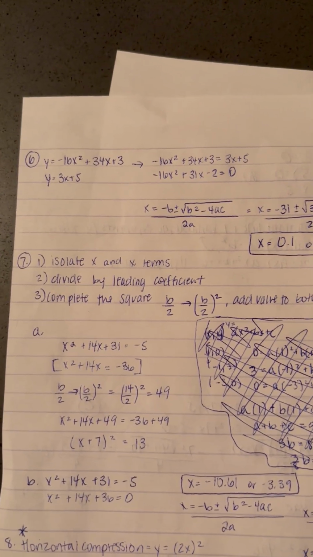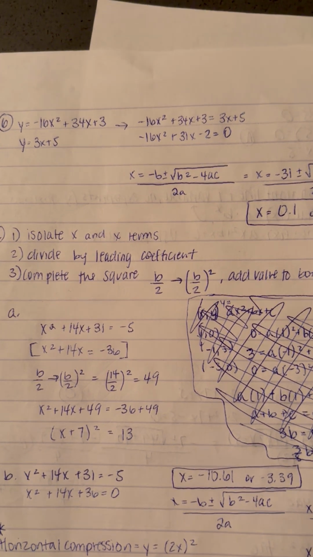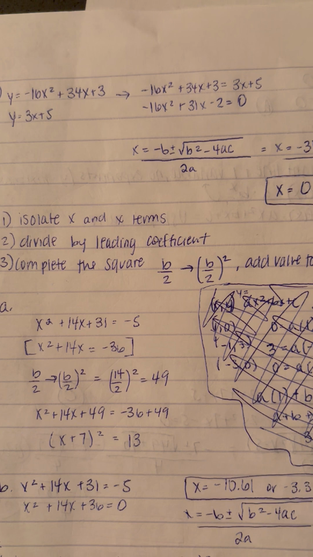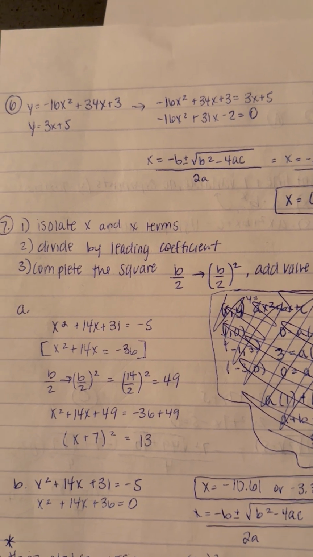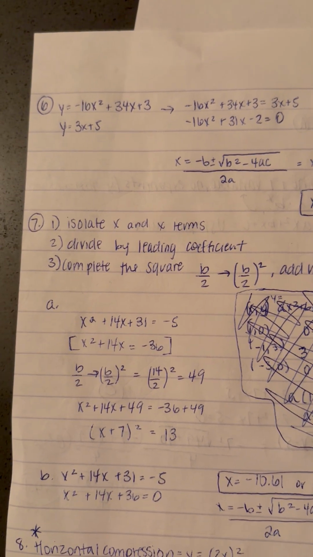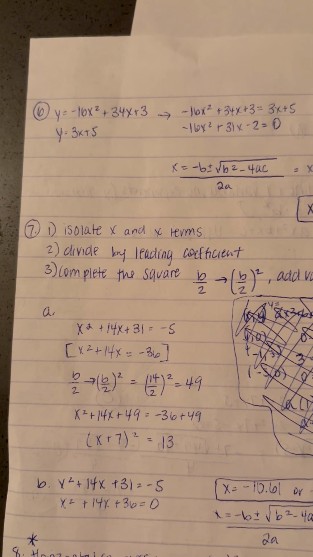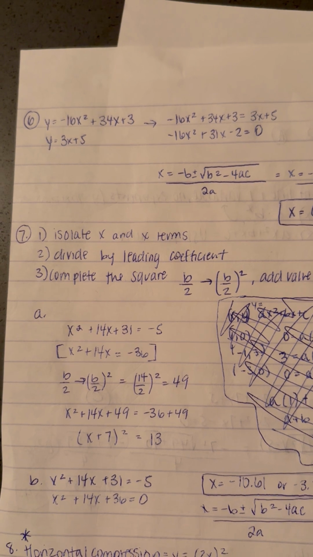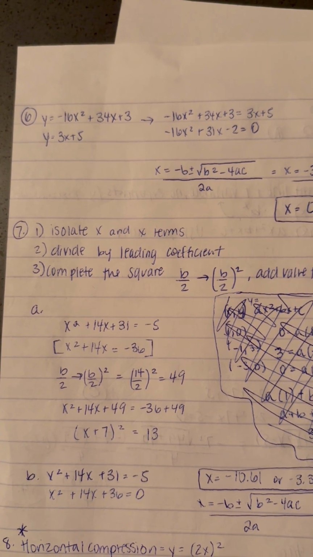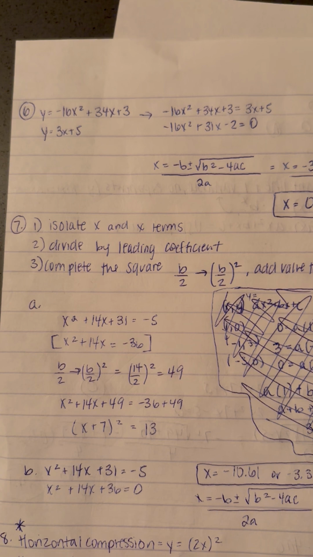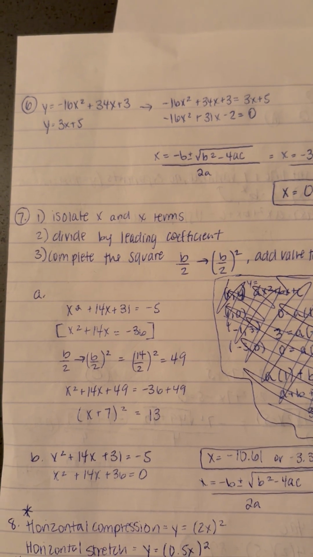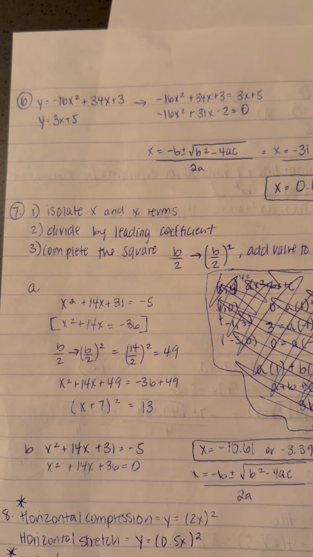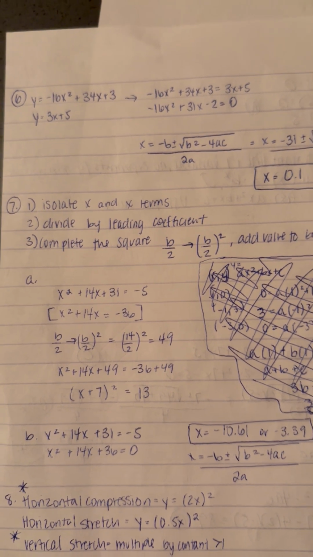So for part A, taking our equation, x squared plus 14x plus 31 equals -5. First, you'd isolate the x terms to get that equation: x squared plus 14x equals -36. Then you would complete the square, so you'd take b, which is 14, divided by 2 and square that. So 14 divided by 2 squared is 49. You'd add 49 to each side, which would leave you x plus 7 squared equals 13, which would give us the answer 7 and 13.